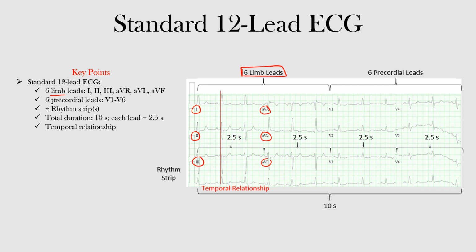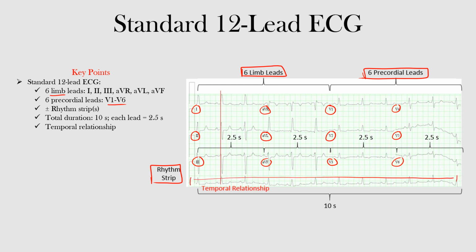Then we have the 6 precordial leads, which are leads V1, V2, V3, V4, V5, and V6. Okay, so V1 through V6, and the precordial leads are here on the right. Oftentimes, the EKG will also include at least one rhythm strip at the bottom. Okay, here's our rhythm strip. Down here you may see more than one, and it stretches all the way from this point to there. Okay, so that's a basic overview of the standard 12-lead EKG.